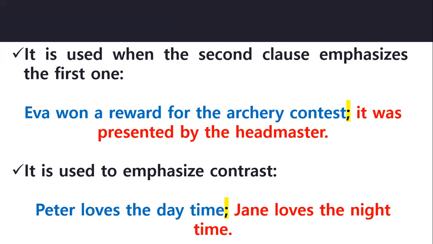A semicolon is also used to emphasize contrast. As in the example, Peter loves the daytime; Jane loves the nighttime. Peter loves the daytime, in contrast, but, however, Jane loves the nighttime. So we can use just a semicolon for this contrast.